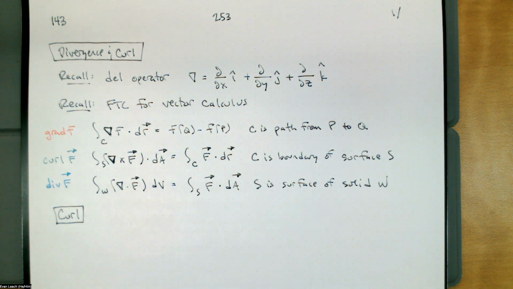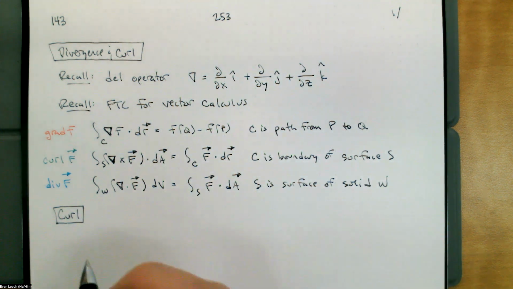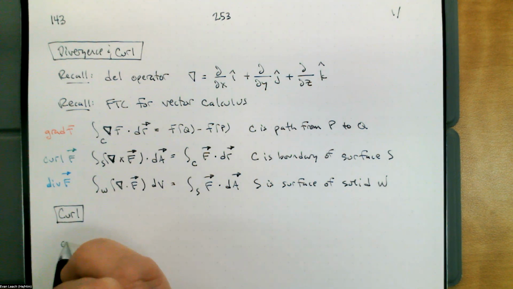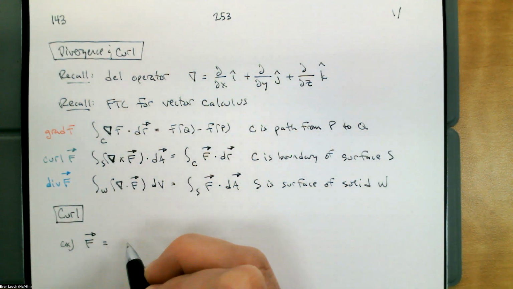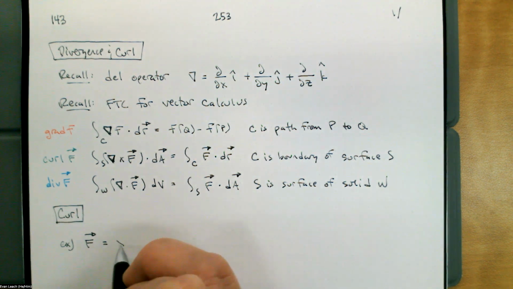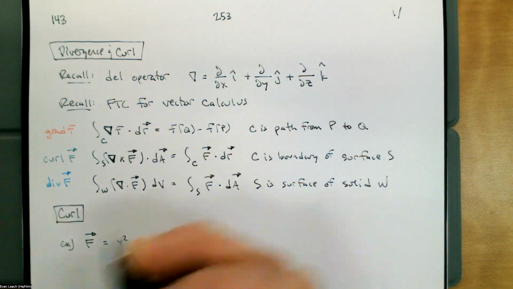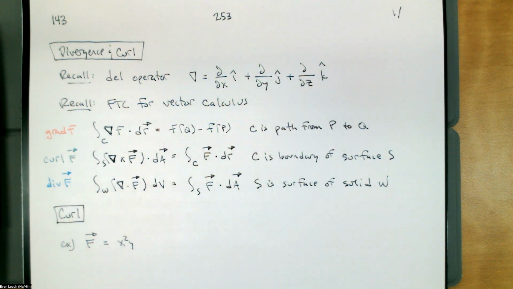Let's start off with a calculation. Let's take a vector field. Do I have one? No, of course not. Let's grab a vector field. We'll have x squared y. Actually, let's write down what we're going to do first, and then do the example.